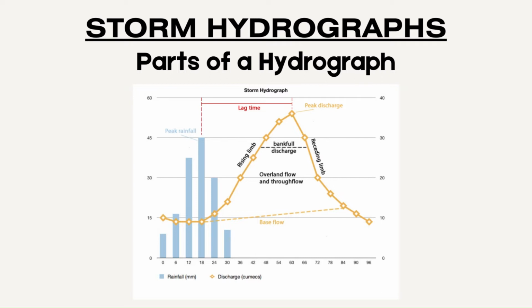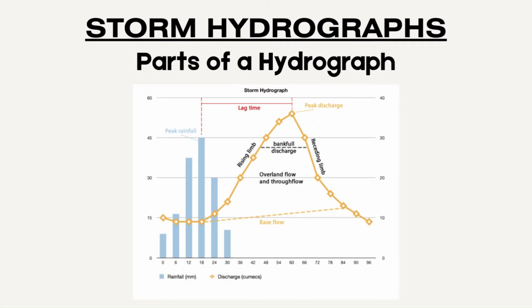But here's something important to notice: the lag time. This is the delay between the peak rainfall and the peak discharge. It happens because rain doesn't enter the river instantly. It has to travel across the land or through the soil first.